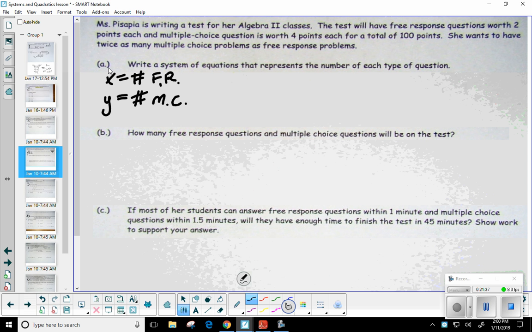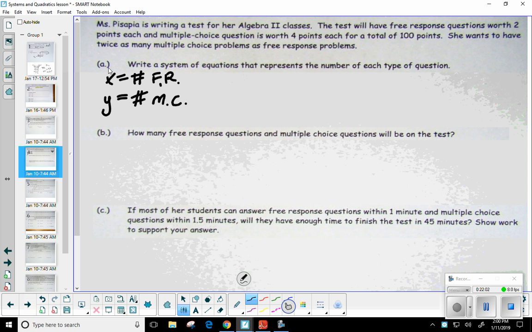Now let's go ahead. One equation is going to be based on the number of points that each problem is worth and the total number of points on the test. Can anybody tell me what that equation would be? 2 points for each free response and 4 points for a multiple choice question.